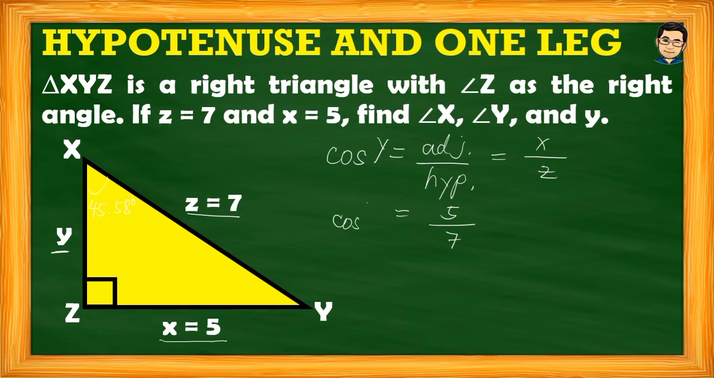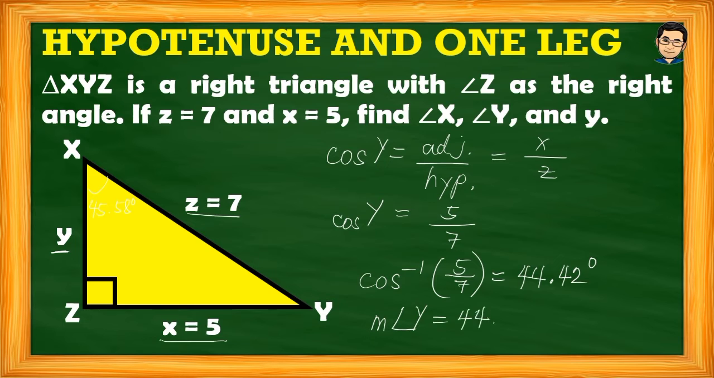So, cosine Y. So, dito naman, pipindutin natin ulit, shift. Okay, yung second F. And then, raised to negative 1 siya. Tapos ng shift, cosine. So, lilitaw sa screen ng calculator, cosine raised to negative 1. And then, parenthesis, 5/7. Ayan. Equals, so lilitaw dyan is 44.42 degrees. So, ibig sabihin, ang sukat ng angle Y is 44.42 degrees. Now, the question is, paano natin malalaman na mali ang ating sagot?